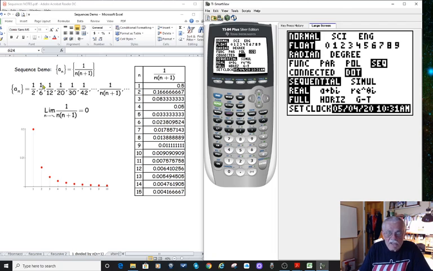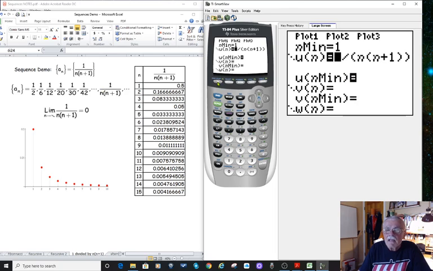Sequences, as you can see, exist for n equals 1, 2, 3, 4, 5, dot, dot, dot, but not for n equals 1.5 or n equals 2 2/3, so we don't want it connected, we just want the dots. Okay? So this will be the first one we do. I'm going to go into y equals, and notice that it looks a little different here. If I were in function mode, I'd see y1, y2, y3. If I were in polar mode, I'd see r1, r sub 2, r sub 3, and so forth. In sequence mode, I see something different.